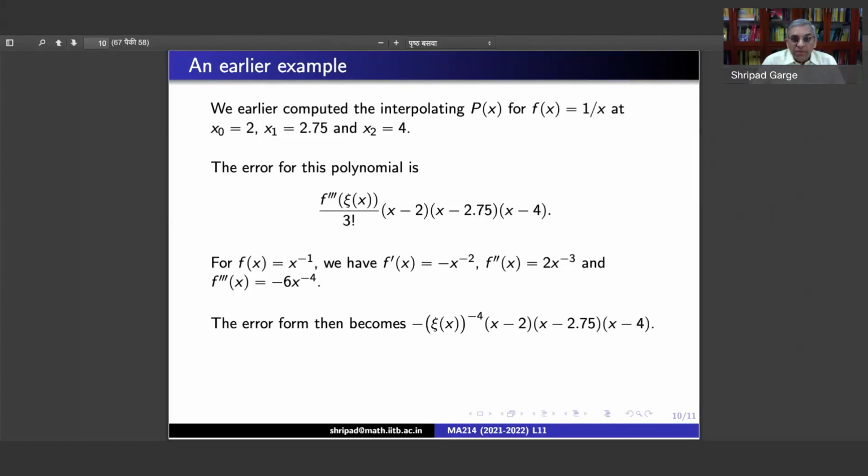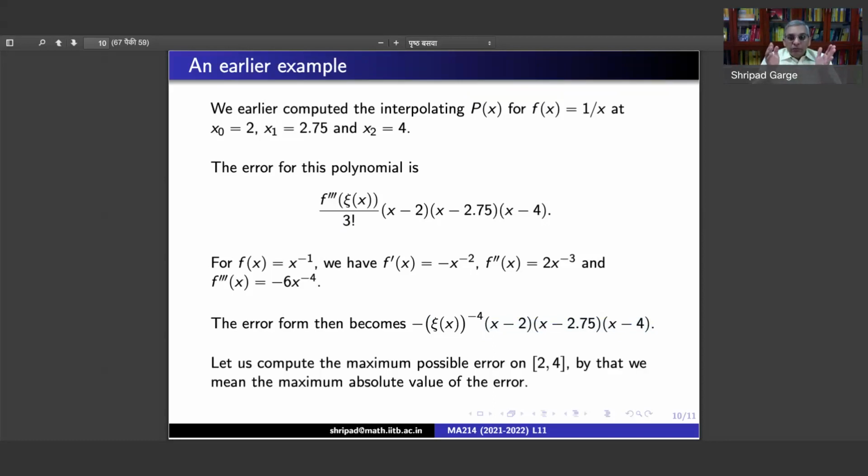Okay, so the error form is indeed this. This 6 has been cancelled with the denominator 3 factorial. And so we have minus of xi x power minus 4 into the product of these 3 degree 1 polynomials. This is our error form, and we want to compute the maximum possible value of this. To find the maximum possible error, it's a product of two forms really. One is this xi x power minus 4. Since you're taking absolute value, you can forget the minus sign outside. So it's this part, xi x power minus 4, into the other part.